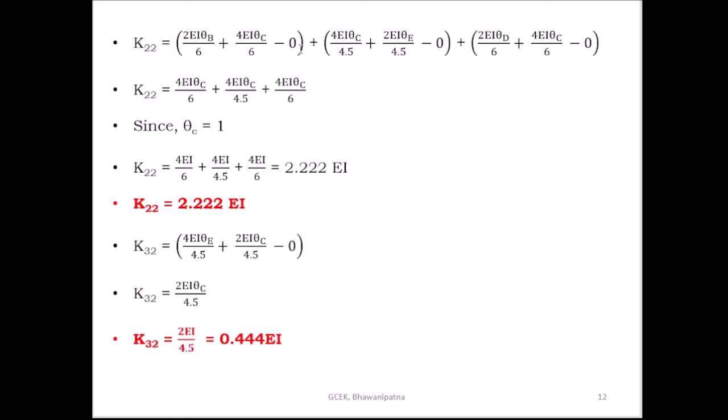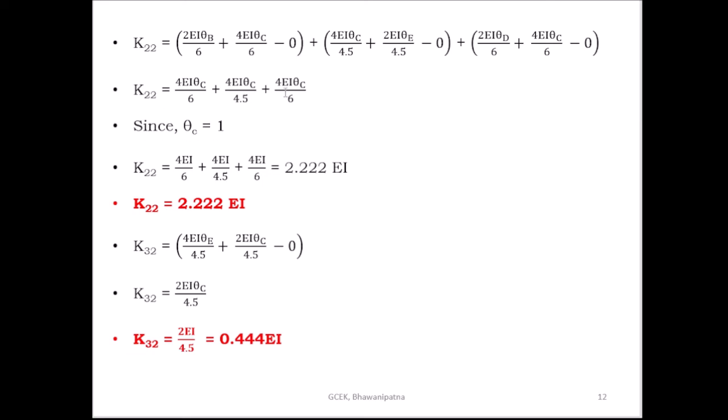This K22 is equal to 2EI theta B by 6 plus 4EI theta C by 6 plus 4EI theta C by 4.5 plus 2EI theta E by 4.5 plus 2EI theta D by 6 plus 4EI theta C by 6. So K22 is equal to 4EI theta C by 6 plus 4EI theta C by 4.5 plus 4EI theta C by 6. This is the expression after putting the values of theta B, theta E and theta D in this expression. Then you know theta C is equal to 1.